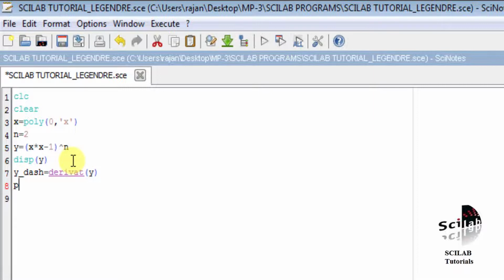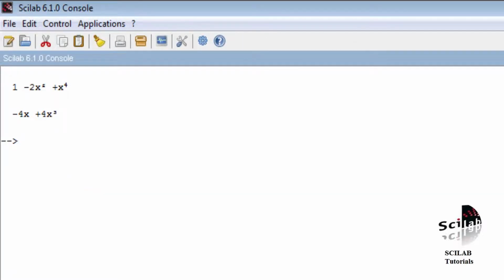Now we will print this y_dash. y_dash is basically y prime, the first order derivative of y. y is (x² − 1)^n, and in our case n is equal to 2, so this is (x² − 1)². Let us see what we get. The value of y is 1 − 2x² + x⁴, and when we differentiate it with respect to x, we get −4x + 4x³. So the derivat command gives us the first order derivative of y.